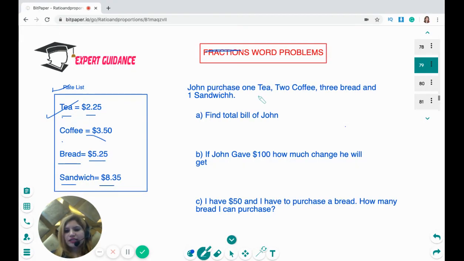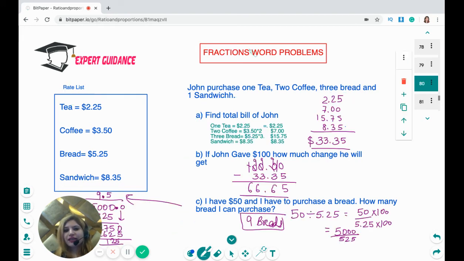Now Joan has purchased 1 tea, 2 coffees, 3 breads and 1 sandwich. You need to work out the total bill. If he gave $100, how much change will he get, and if he has $50, how many breads can he purchase? Now let's see the working for this decimal word problem.